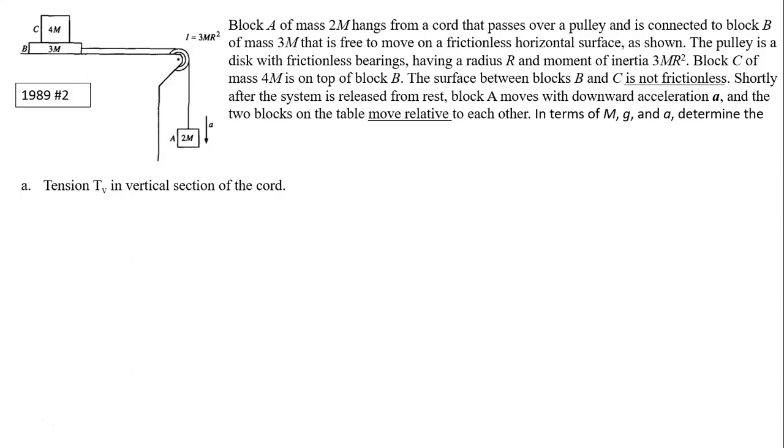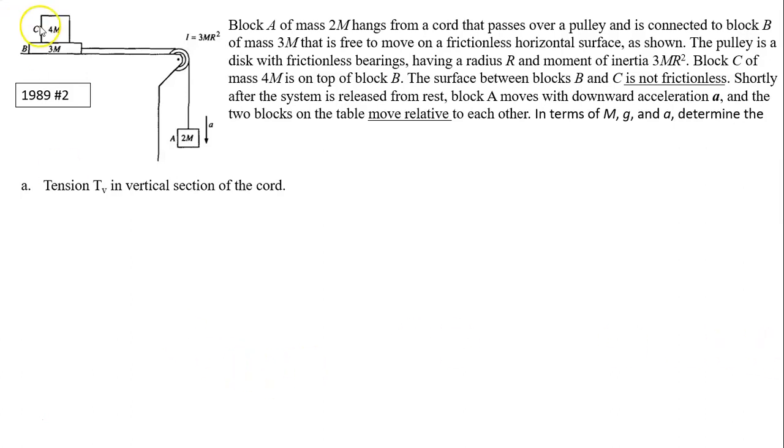Shortly after the system is released from rest, block A moves with downward acceleration a, and the blocks on the table move relative to each other. In terms of m, g, and a, determine the tension TV in the vertical section of the cord.